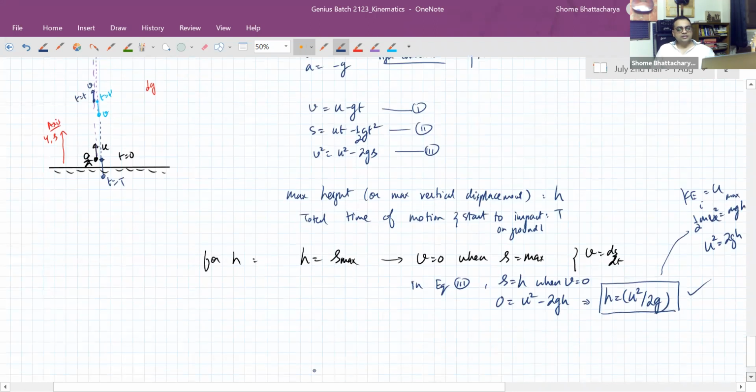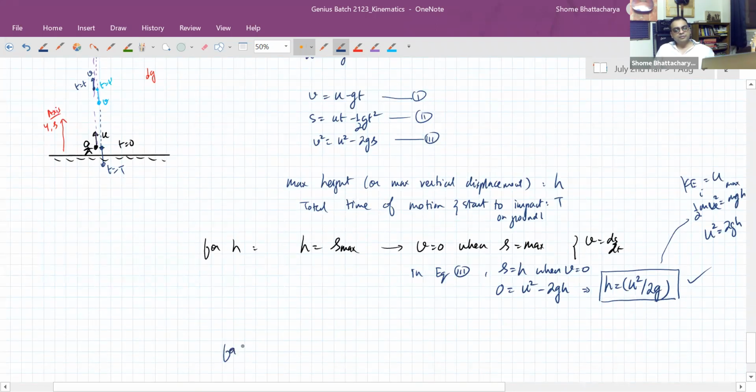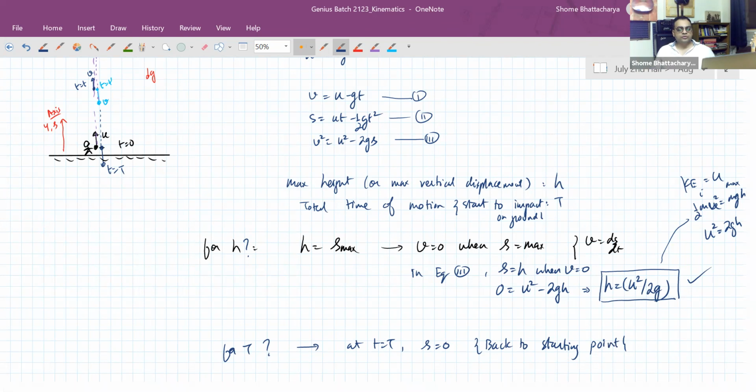Okay. And the second thing is we need to calculate capital T. For capital T, we use the fact that at time t equal to capital T, the displacement becomes 0 because it is back to the starting position. In my diagram, I have shown it slightly beside, but actually it's the same point from where it started, because it will retrace its path perfectly in a straight line. So it exactly comes back to where it started from. Okay, so it's back to the starting point. So the net displacement should be 0.